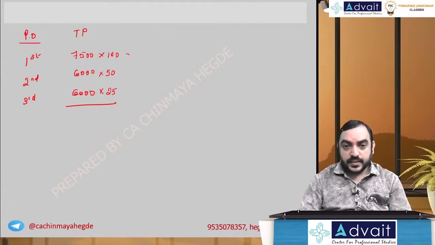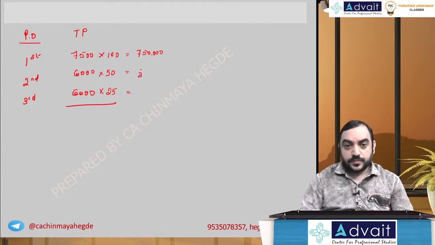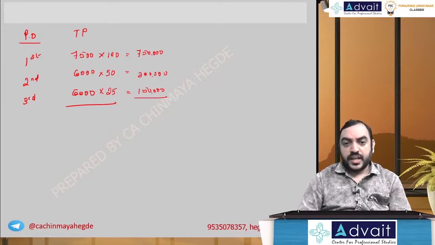So if I calculate this, 7,500 into 100, 7,50,000. 6,000 into 50, that is 3 lakh, and 6,000 into 25, 1,50,000. So total 7 lakh 50 plus 3 lakh plus 1 lakh 50, 12 lakh.